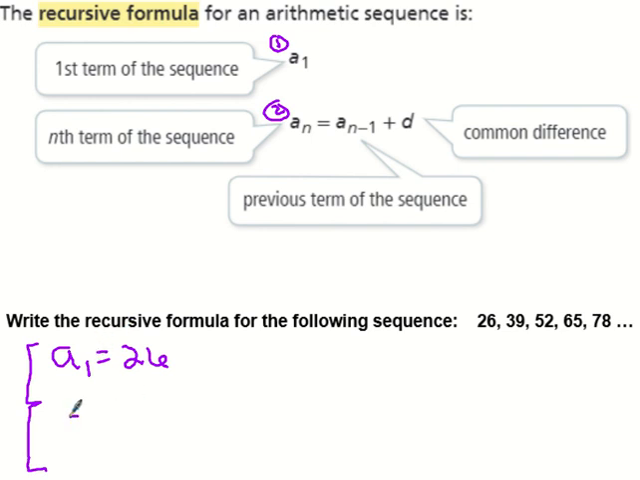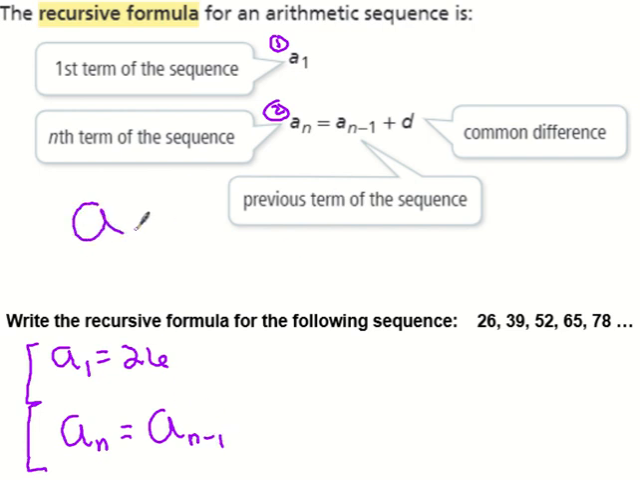Then I have to write down what the nth term is. So this is where we're trying to write down what's happening with every single term here. There are two parts to this. First, a to the n minus 1. I know that looks a little bit confusing, but this means the previous term of the sequence. If I was looking for the nth term, I would need to find the term before it, and that's a to the n minus 1.